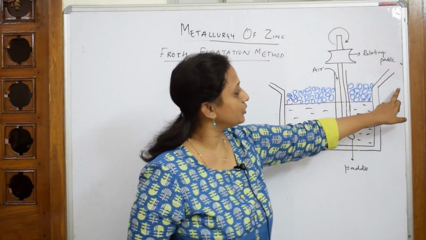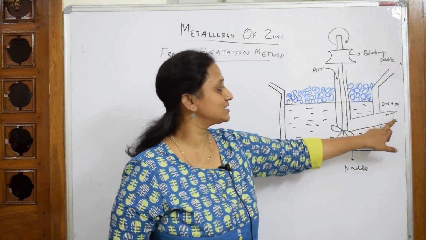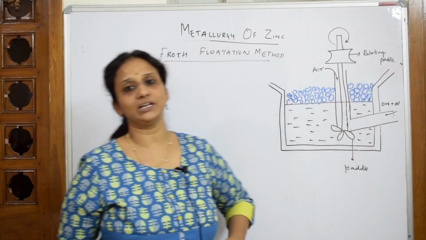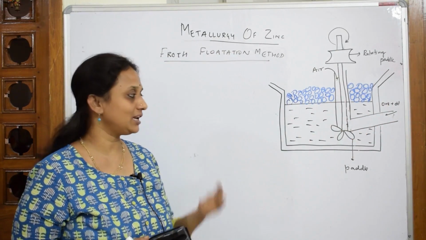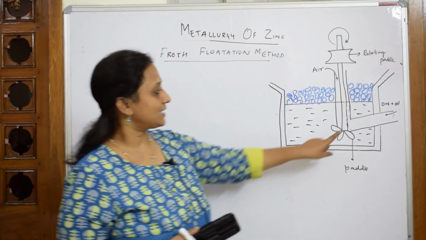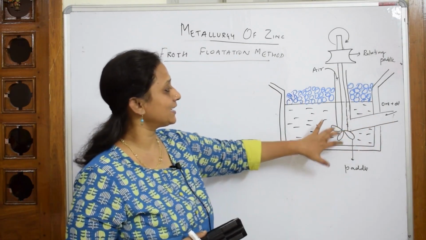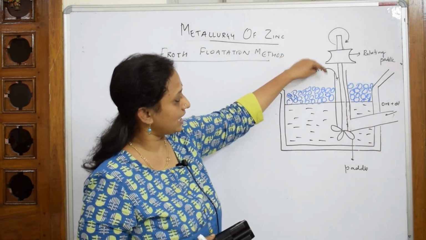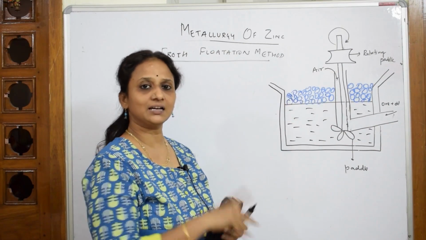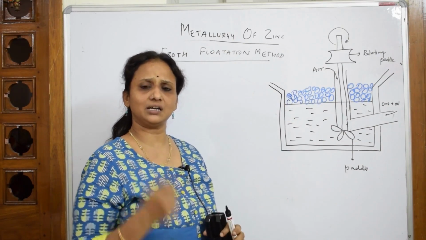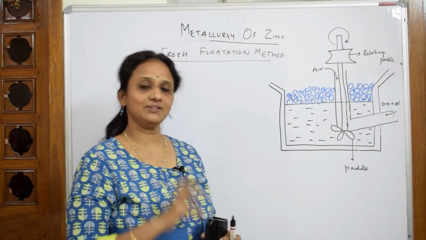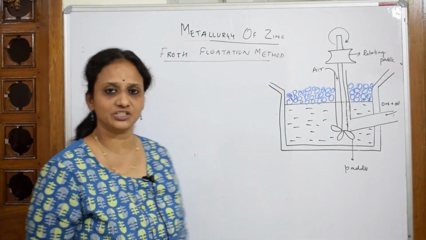Now what are we doing? From one side of the rectangular vessel, we are going to introduce ore and oil. Let us see what that ore and oil is, and why we are adding it. As I said, this is introduced into the tank, and as the ore and air enter the tank, the paddle keeps on rotating at high speed. Now we'll see what is going to happen inside the froth flotation tank.